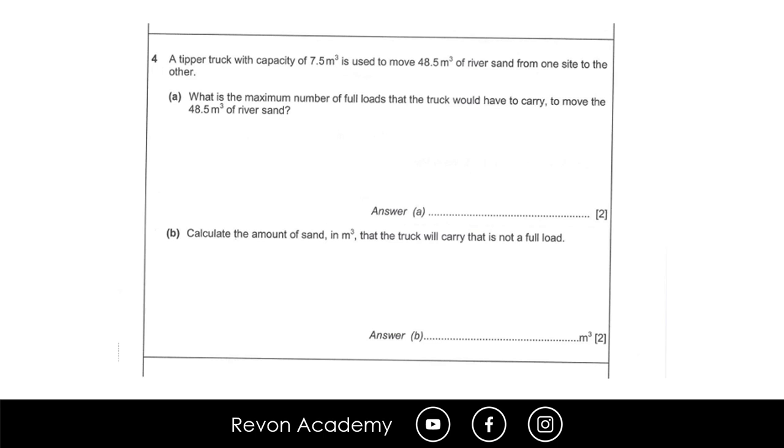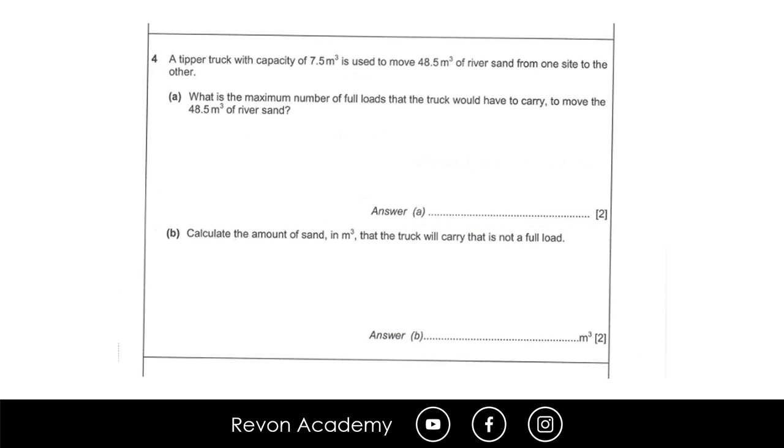Hopefully this takes us 2.5 minutes. A tipper truck with capacity of 7.5 cubic meters is used to move 48.5 cubic meters of river sand from one side to the other. What is the maximum number of full loads that the truck would have to carry to move the 48.5 cubic meters of river sand? So the question just wants us to find how many loads are going to be carried by the truck to move that 48.5 cubic meters of sand.